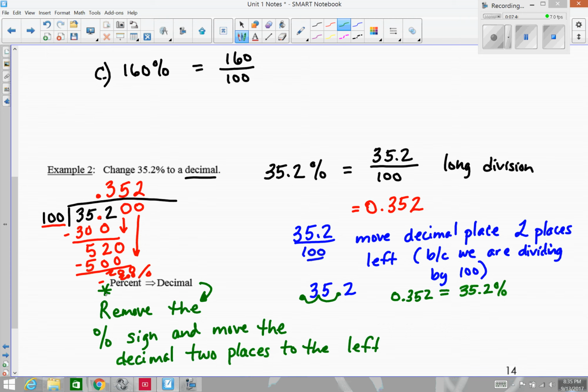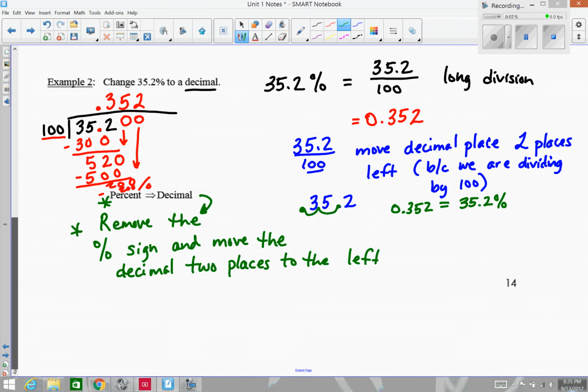And really that is the easiest, quickest way to change a percent to a decimal. Alright, so let's just quickly do a few more of these. Let's say that I want to change 46.2% to a decimal.